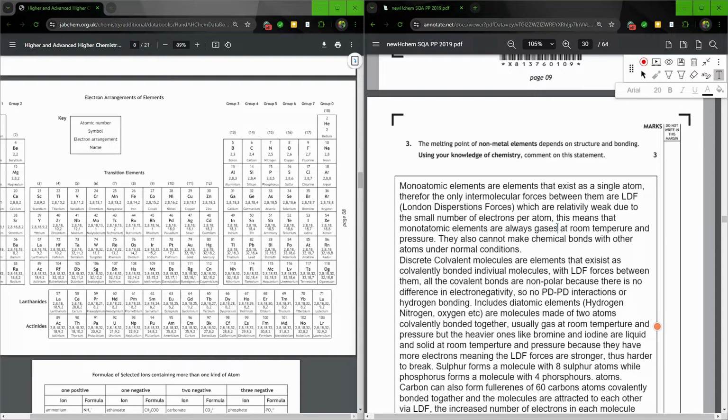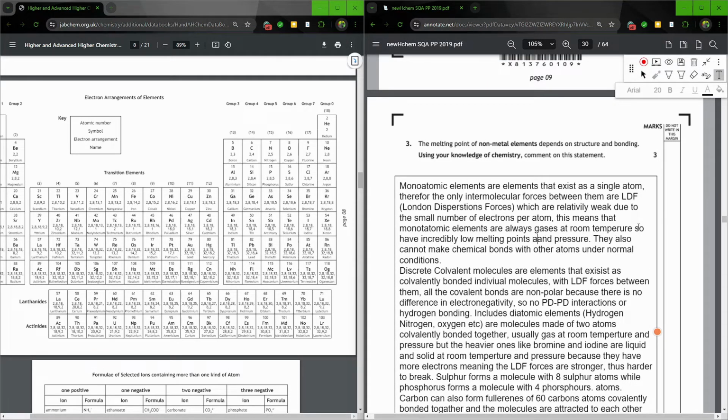Always gases at room temperature, so have incredibly low melting points, as little energy is required to overcome the LDF between the molecules.